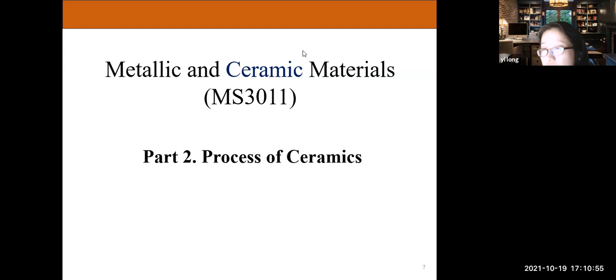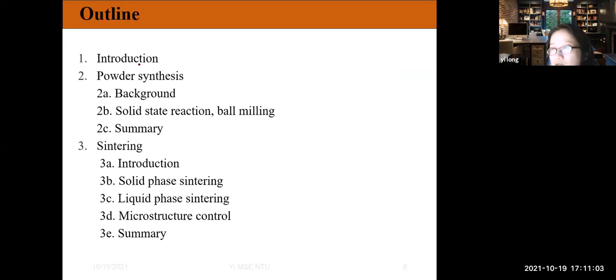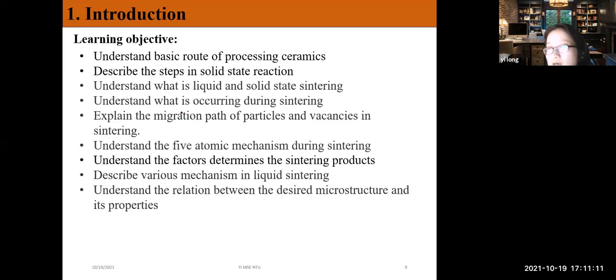Okay, thank you. Part 2, processing of ceramics. Now we move to part 2. For this one, we start with the introduction, the powder synthesis, and also the sintering. The sintering is always a VIP. What you need to learn is the basic rules of processing ceramics. You always remember it as baking a cake, and what happens in the solid state.